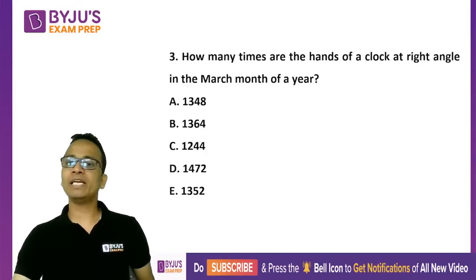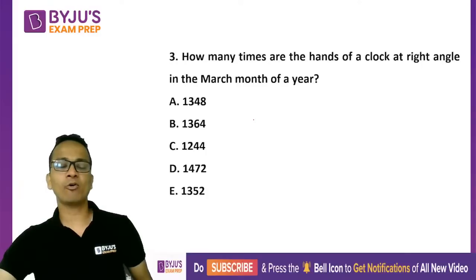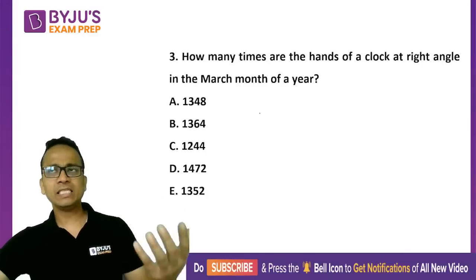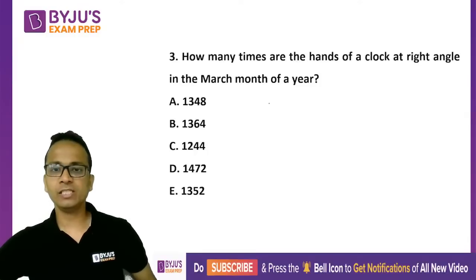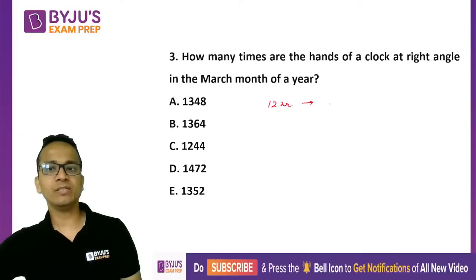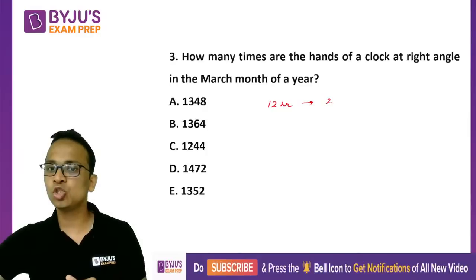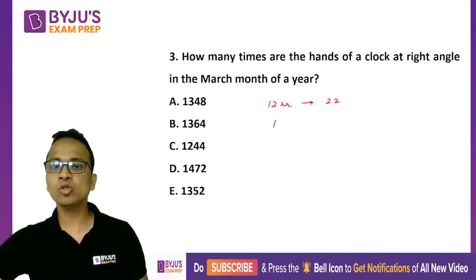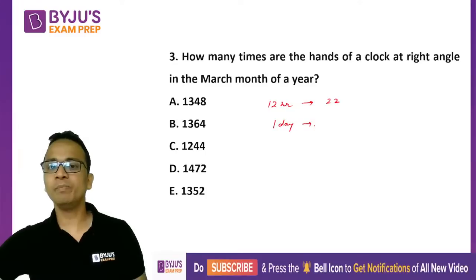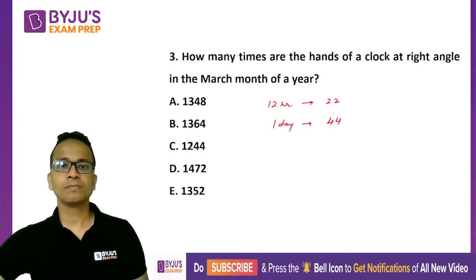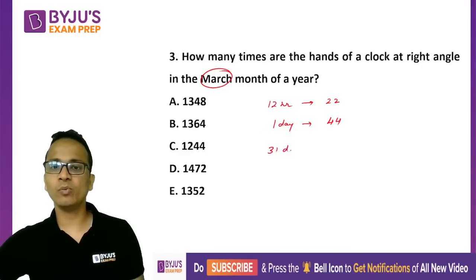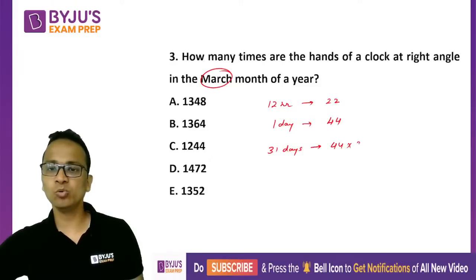Now, how many times are the hands of a clock at right angle? At the initial part of this session, we have already seen that in 12 hours, the angle between the minute hand and hour hand is 90 degrees 22 times. So in one day, it will be 44 times. Now they are talking about the month of March, which has 31 days. So in 31 days, the number of times will be 44 into 31.